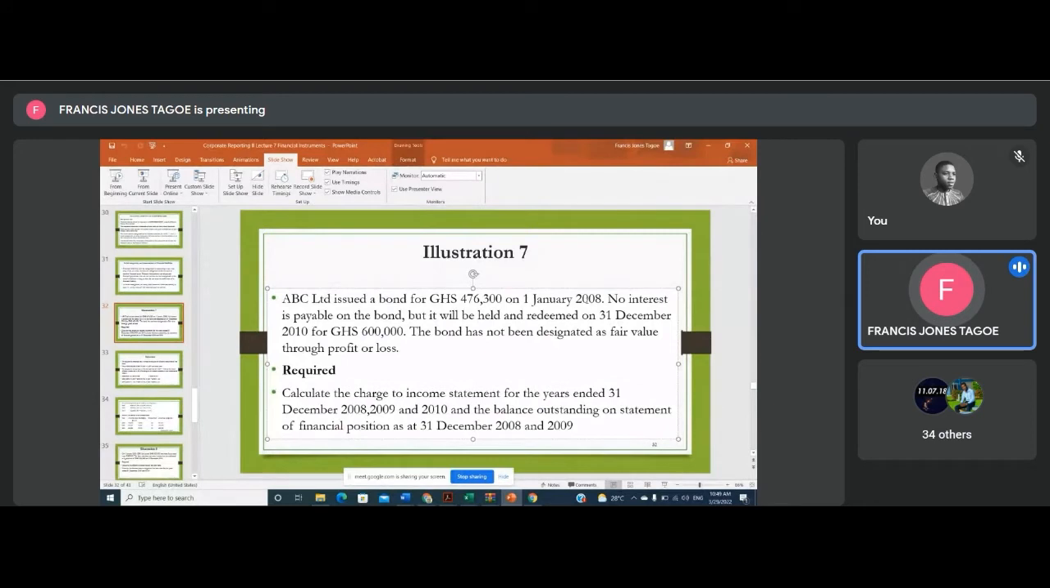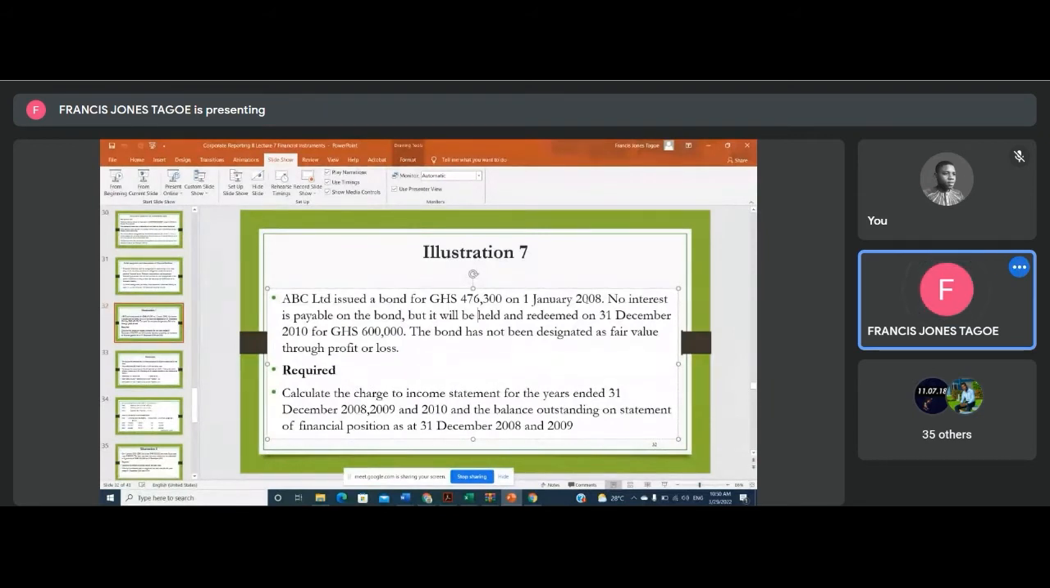Now, no interest is payable on the bond. When you say no interest is payable, it means that the actual interest paid, last week we were dealing with financial assets, so we were talking about actual interest received. But when we talk about actual interest paid, it will be zero. Obviously, it's a no interest bond. But it will be held and redeemed on 31st December 2010 for 600,000. I guess this is redeemed at a premium. But the figure has been given to you directly, so you don't need to bother about the figure.